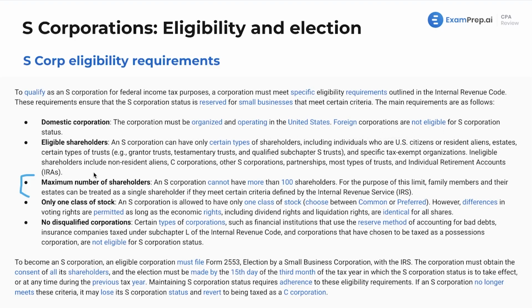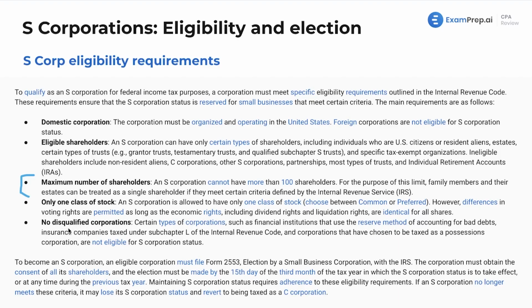Eligible shareholders, we talked about that. Maximum number of shareholders, we talked about that as well. Now, S-corps can only have one class of stock, whereas a C-corp can have common stock, preferred stock, all the stock under the sun. Whereas an S-corp has to choose either common shares or preferred shares. However, differences in voting rights are permitted as long as the economic rights, including dividend rights and liquidation rights, are identical for all shares. The main reason here is they don't want anyone to get through the benefits of the S-corp and try to benefit even more. The economic rights, right? The flow-through nature of the entity here, that's important.